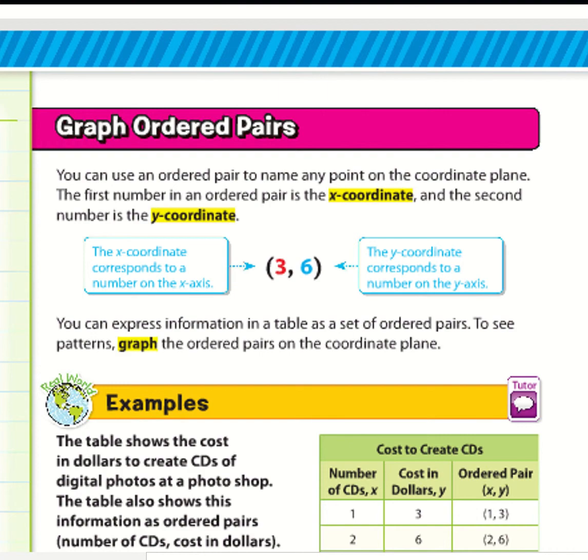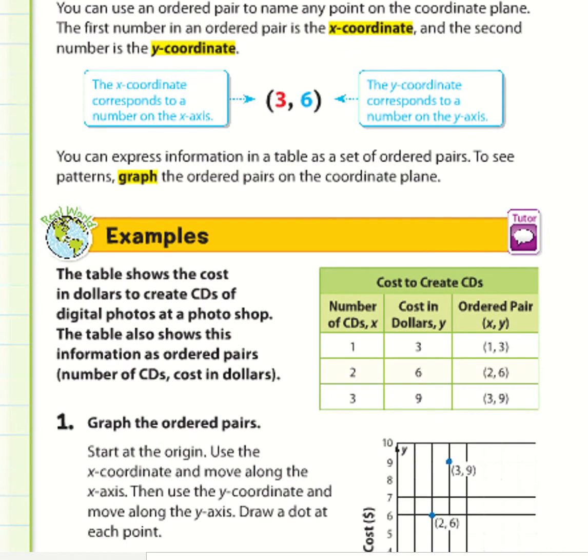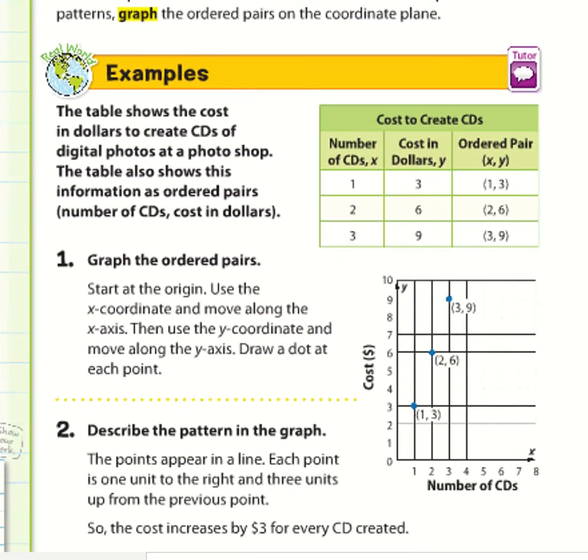So, graphing ordered pairs. You can use an ordered pair to name any point in the coordinate plane. The first number in an ordered pair is the x-coordinate, and the second number is the y-coordinate. So the x-coordinate is here, and the y-coordinate is here. So this is my x, 3 is x, 6 is y. You can express the information in a table as a set of ordered pairs to see the patterns. Graph the ordered pairs in the coordinate plane.